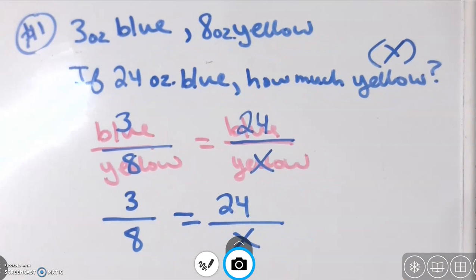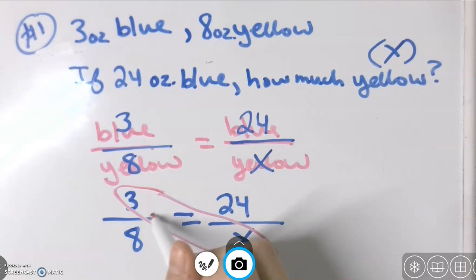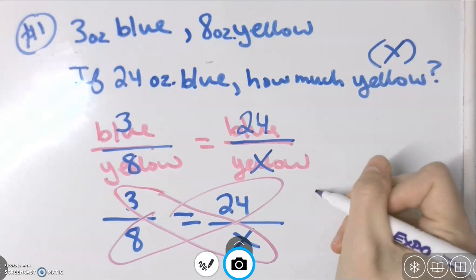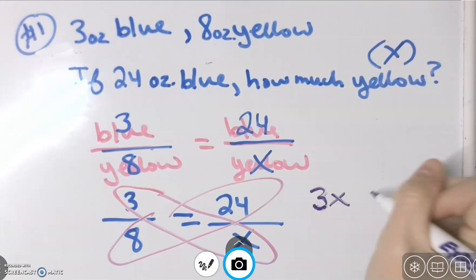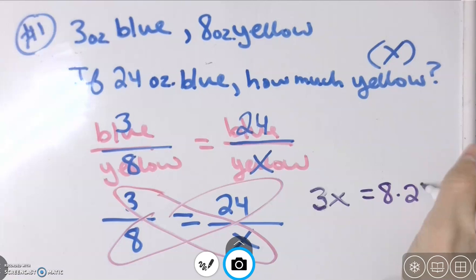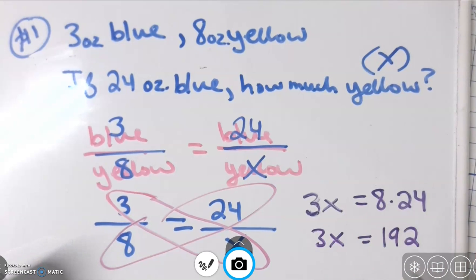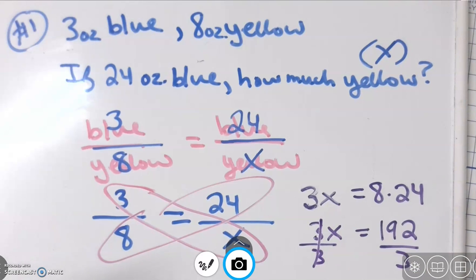So now you're going to use the cross products rule to solve this. So I'm going to do 3x equals 8 times 24. I'm going to set that up over here. So I have 3 times x equals 8 times 24. When I multiply 8 times 24, I get 192. And that leaves me with 3x equals 192. I need x by itself, so I'm going to divide both sides by 3. And when I do that, I get x equals 64.